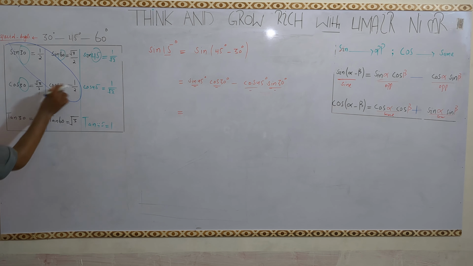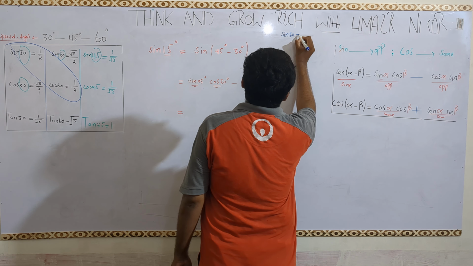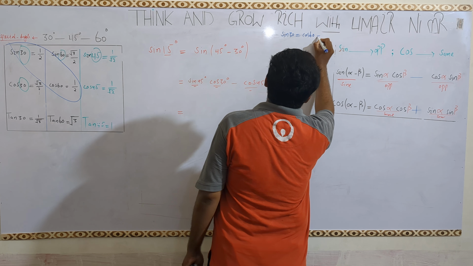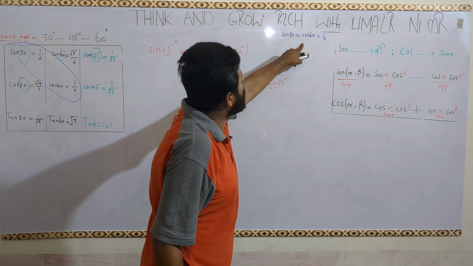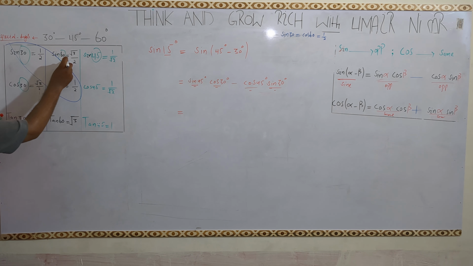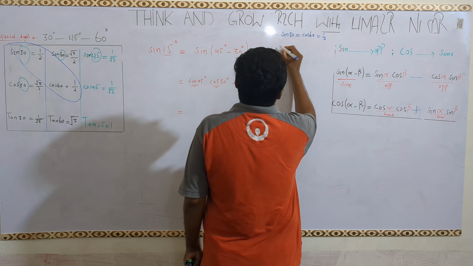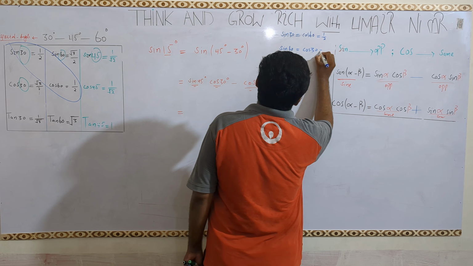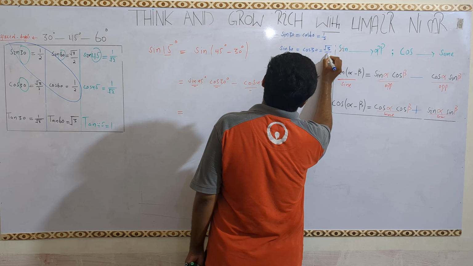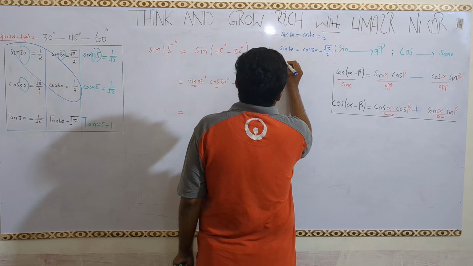Sine 30 is equal to 1 by 2. Cos 60 is equal to 1 by 2. What does it mean? Sine 30 is equal to cos 60 is equal to 1 by 2. How simple is it? Next, sine 60 is root 3 over 2. It means cos 30 would be root 3 by 2. So sine 60 is equal to cos 30 is equal to root 3 over 2. Similarly, sine 45 and cos 45 are always 1 over root 2.